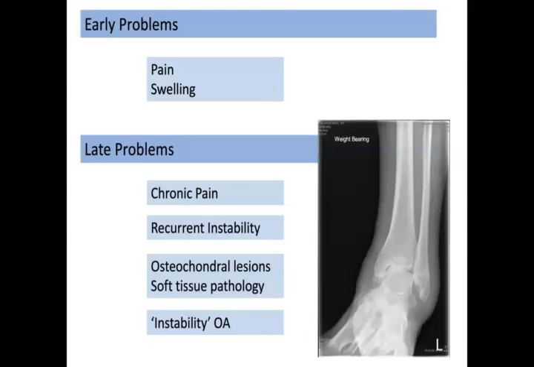So what are the aims of our treatment? Well, we want to prevent early problems, and these will essentially be pain and swelling. We want to decrease those, and we certainly want to eliminate potential late problems, particularly of chronic pain, recurrent instability, the recurrent instability causing osteochondral lesions or other soft tissue pathology, and further down the line, the possibility of a varus ankle creating an instability type medial sided degenerative change.